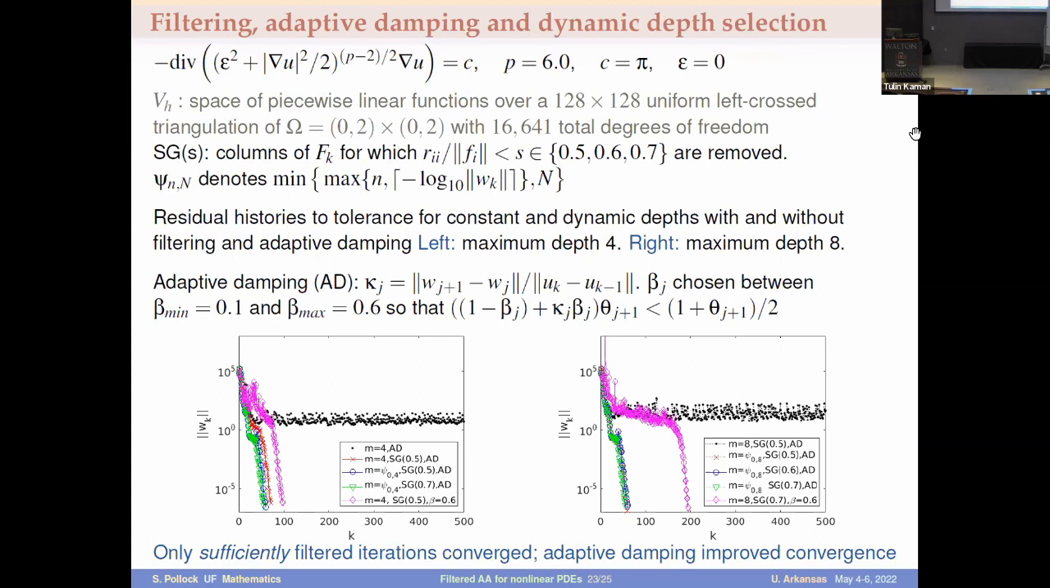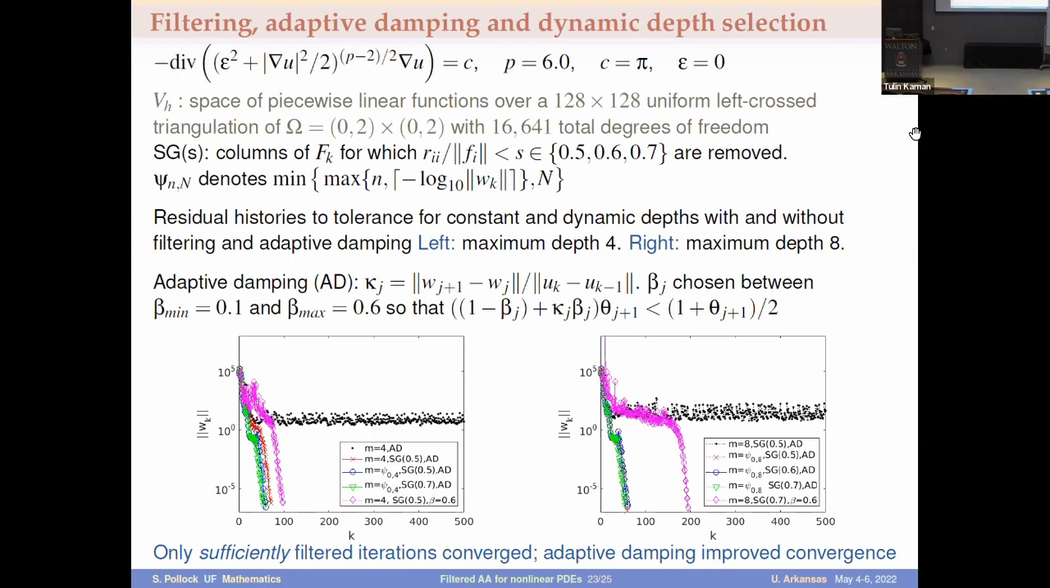This next example is the other regime, where we have P equal to 6. What's interesting here, what makes this example quite different, is that the residuals start out quite large. So here the damping becomes quite important. What we're looking at here is AD, our adaptive damping. So I chose a damping factor between 0.1 and 0.6 such that we choose beta to satisfy this inequality here, and then we safeguard it. So it's between 0.1 and 0.6.